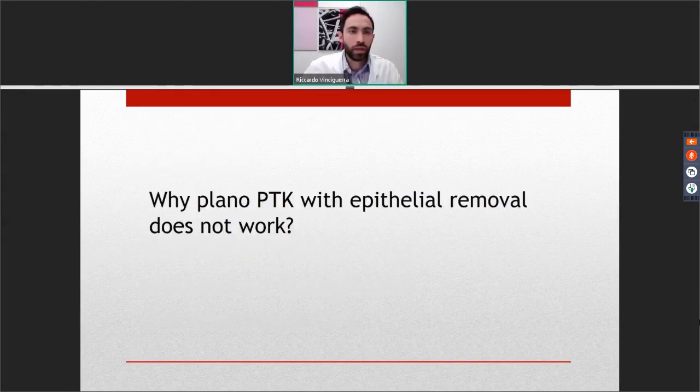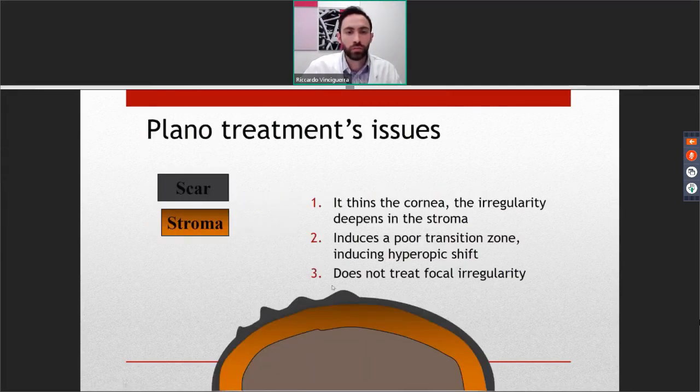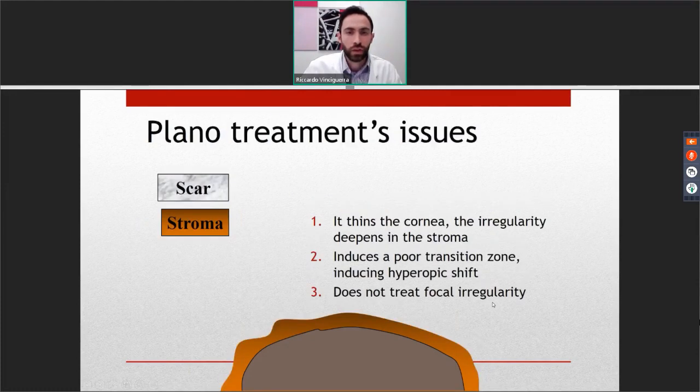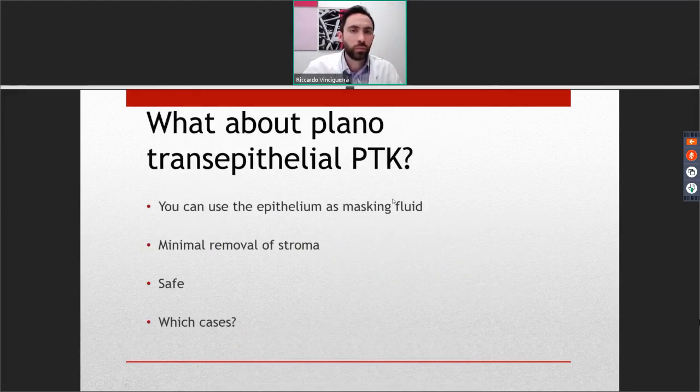So let's first start by saying why you should not do plano PTK if you remove the epithelium. Imagine the cornea from before and you remove the epithelium. If you then do a plano PTK, the only thing you're going to do is deepen the irregularity in the stroma, induce a poor transition zone, and you don't treat focally. So we should forget this. What about plano transepithelial PTK, which can work?